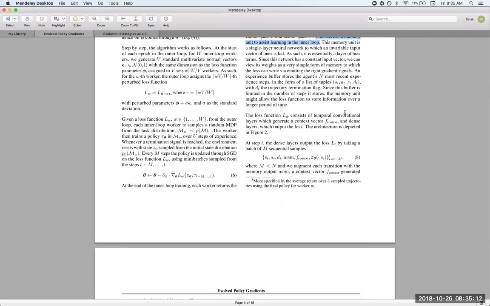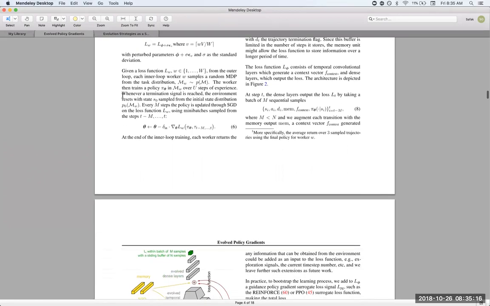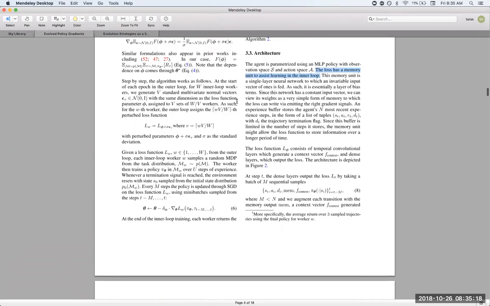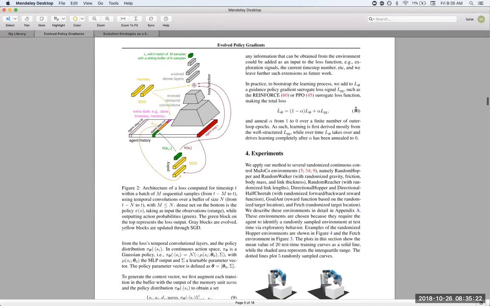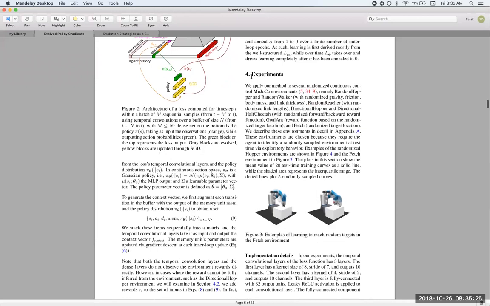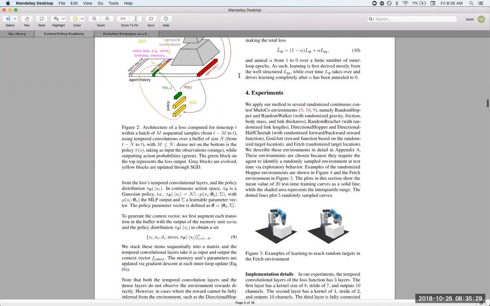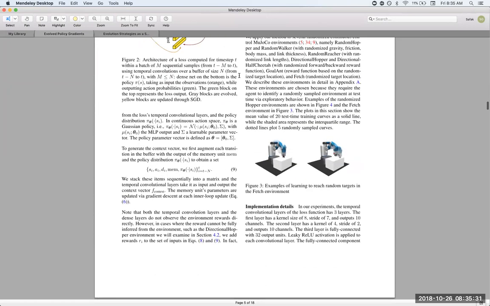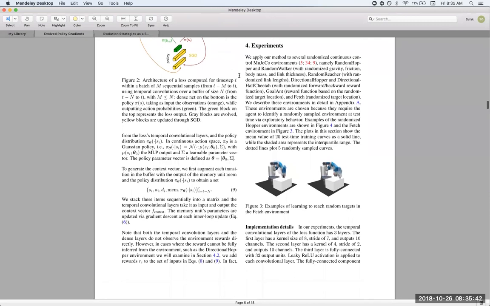It would not be very easy for me to communicate the details. Let's actually move on to the experiments and the comparison of EPG with the standard policy gradient methods.